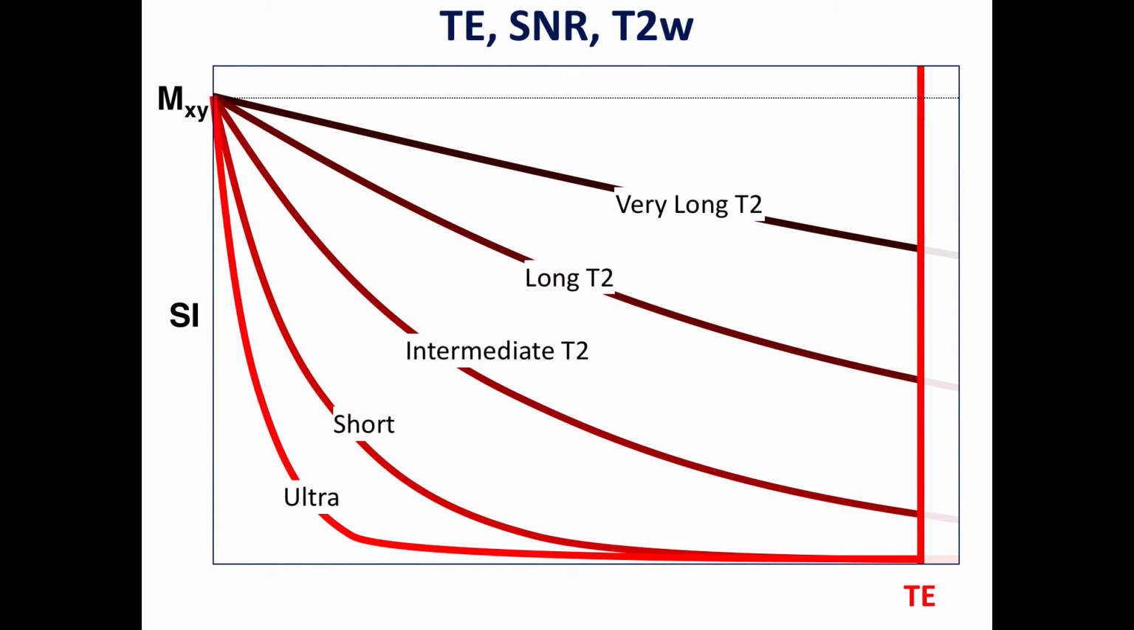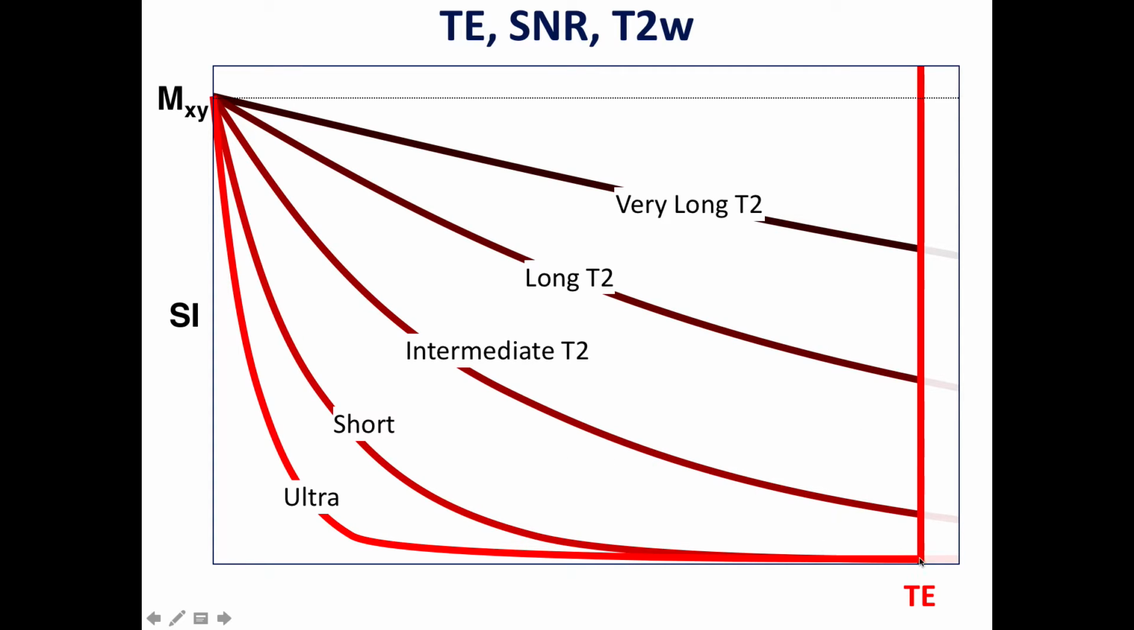Okay, so I showed you T1 relaxation curves before. Now I'm going to show you T2 relaxation curves. Tissues that lose signal very slowly have long T2. Tissues that lose signal more rapidly have short T2, and tissues that lose signal very rapidly have ultra short T2. So notice that all other things being equal, tissues with long T2 have more signal, tissues with short T2 have less signal. If we pick a TE that's very, very long, then we will see contrast between very long T2 and some of these other tissues.